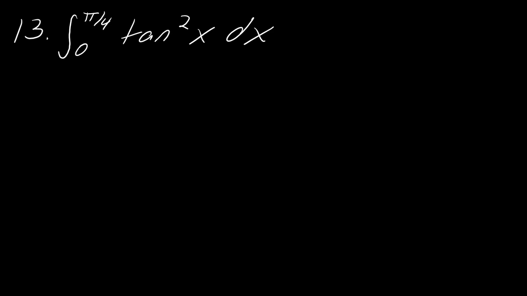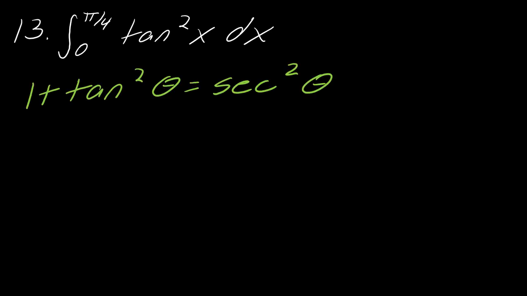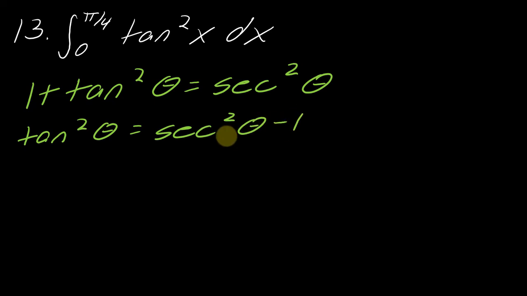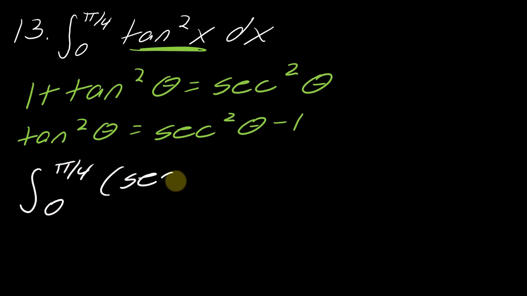Okay, so number 13 is very similar to number 12 in that we don't have an antiderivative formula for tangent squared x. So we have to use a Pythagorean identity here. In this case, that identity is going to be 1 plus tangent squared theta equals secant squared theta, or I could rewrite this as tangent squared theta equals secant squared theta minus 1. And so then I can make that substitution and change this integral. Okay, so now I'm going to rewrite this as secant squared x minus 1.